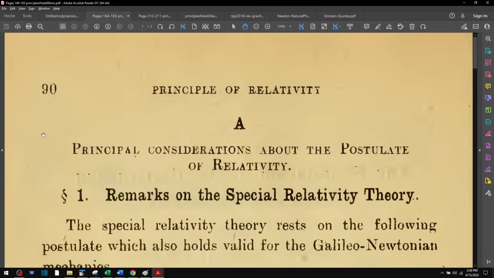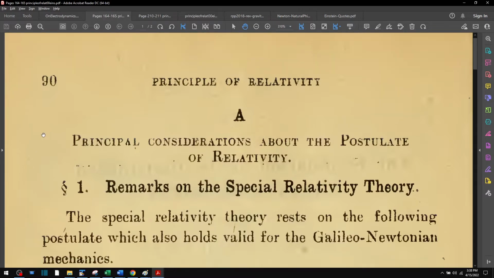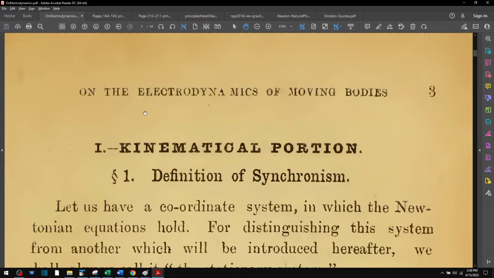Then we have general relativity, section one. The special relativity theory rests on the following postulate, which holds valid for the Galileo-Newtonian mechanics. So both special relativity and general relativity start right out telling you that they are based on Newtonian mechanics and Newtonian frames of reference. There is no doubt about that.